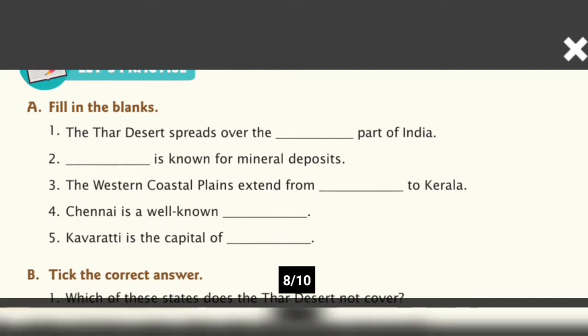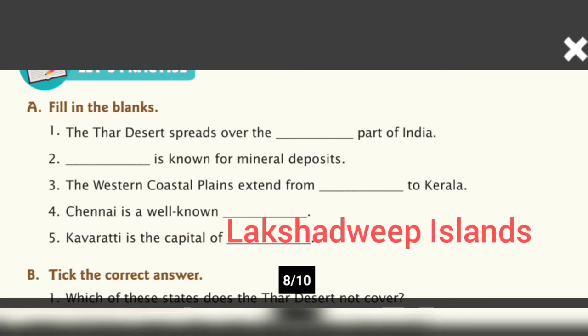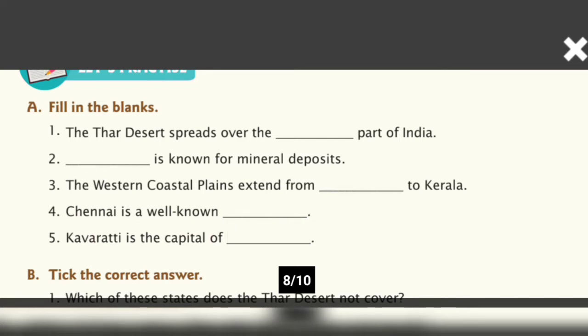The western coastal plains extend from dash to Kerala. So the western coastal plains extend from which state till Kerala? From Gujarat. Very good. Right? Gujarat. Yes, then question number 4. Chennai is a well-known dash. Chennai is a well-known what? Chennai is a well-known port. Right, port. And then fifth question. Kavaratti is the capital of dash. Kavaratti is the capital of which island? Yes, very good. Lakshadweep Islands. Right? Lakshadweep Islands. Have you all done?